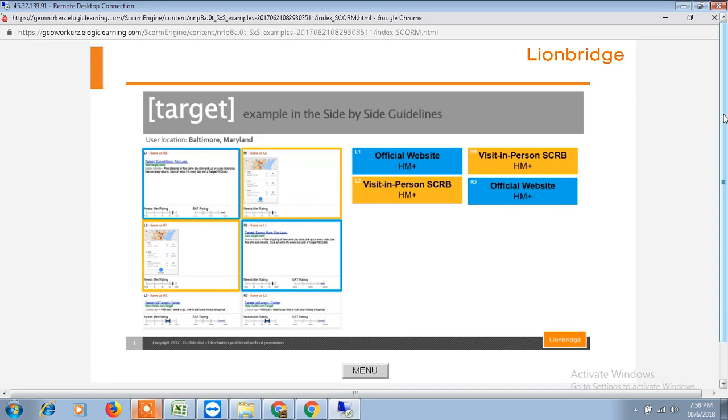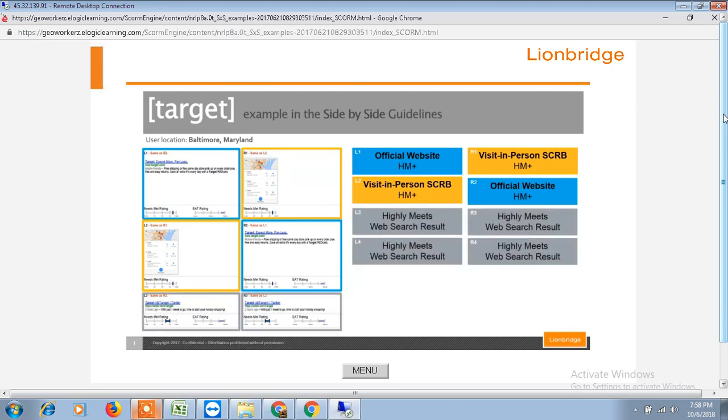None of the results that we have just looked at can get a full needs-met rating, because they only satisfy one intent, either website or visit-in-person intent, and not both intents at the same time. All of the other results are website results.